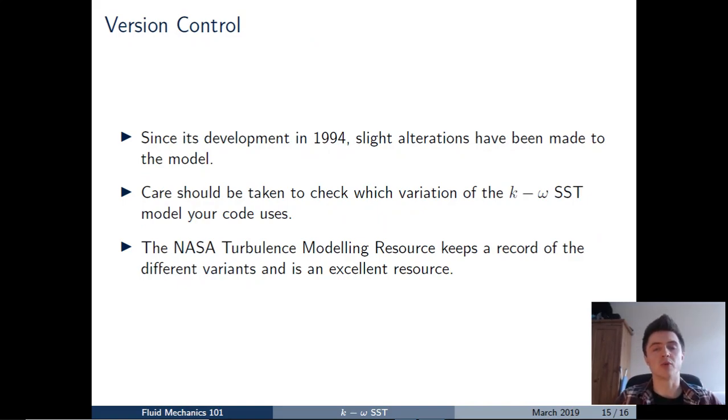At this point, it's also worth noting that the K-omega SST model has undergone slight alterations and updates since it was proposed in 1994, and there are slight modifications to lots of the production terms and limiters as well, and really we need to take care to ensure that we know what version of the K-omega SST model the code that we're using actually uses. And a very useful resource you can use for this is the NASA Turbulence Modeling resource page, which keeps a record of all the different variations of the K-omega SST model, and by comparing that with the manual for your code, you should be able to quickly work out which version of the K-omega SST model you're using.